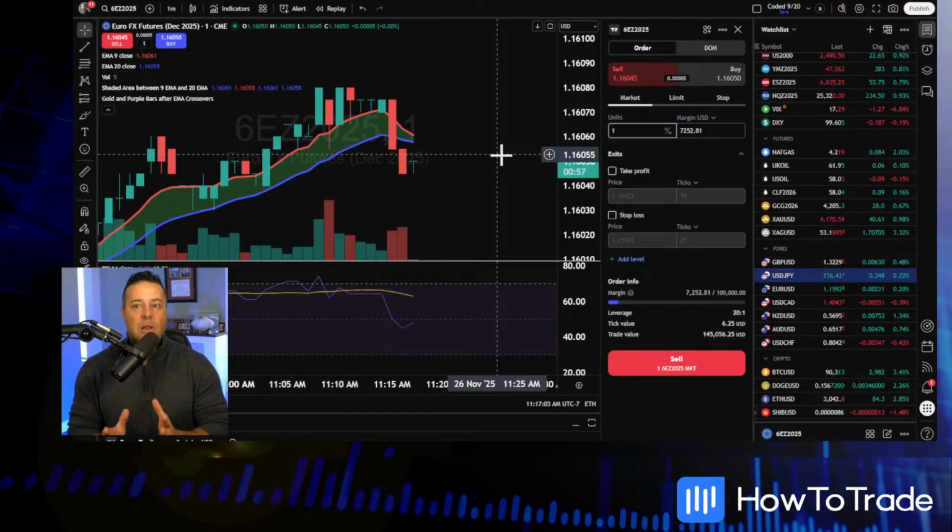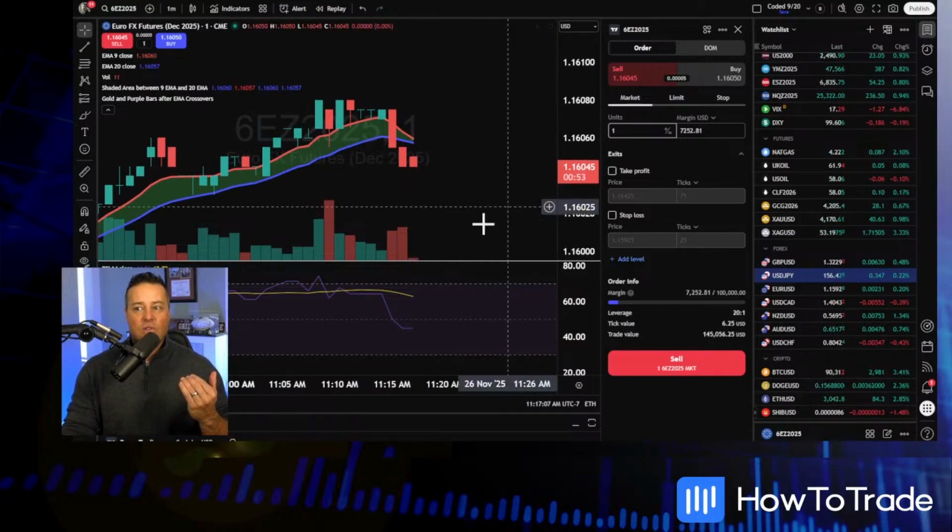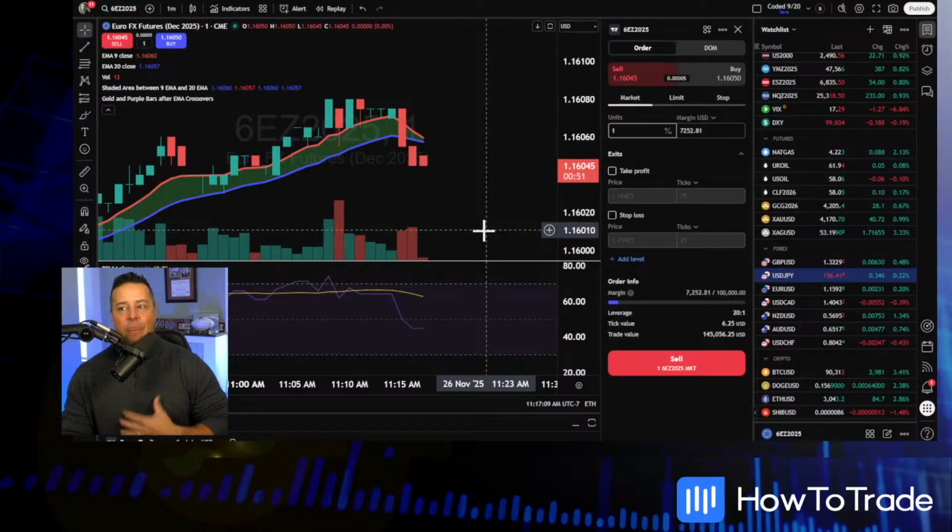Now we're getting very close. This is our 1-minute chart. We're getting very, very close on getting our crossover in a potential first trade of the day. For this trade, we're going to go for 3 ticks.